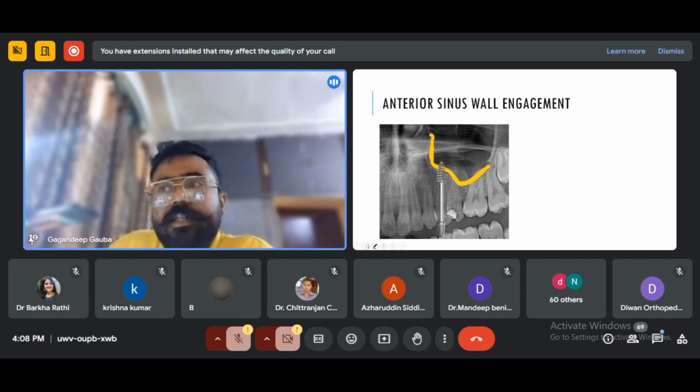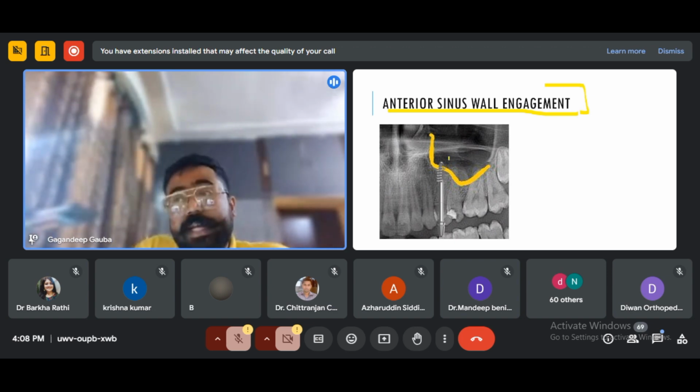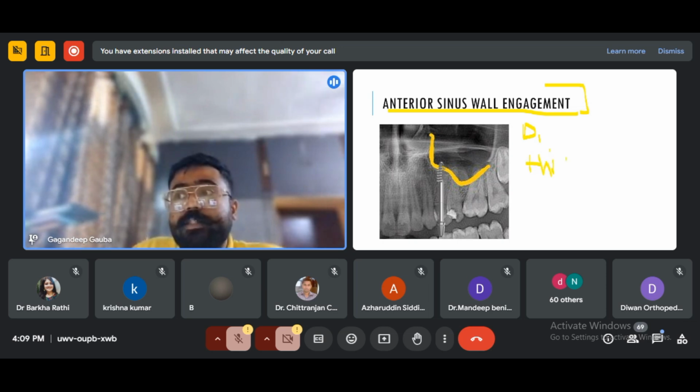Another point is that the primary anchorage is the anterior sinus wall engagement. We have to engage the anterior wall of the maxillary sinus. Since the anterior wall and floor are very thin cortical areas, the density is very good. The bone quality is D1 or D0 in some cases, but the bone is thin.